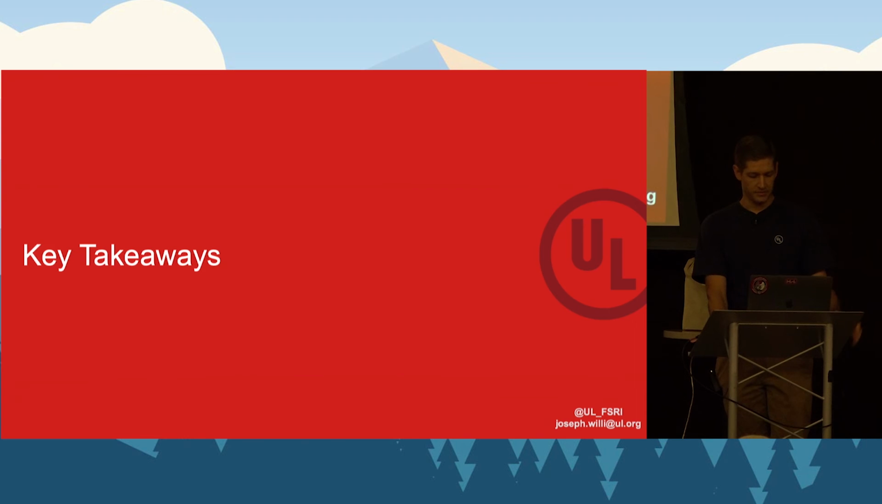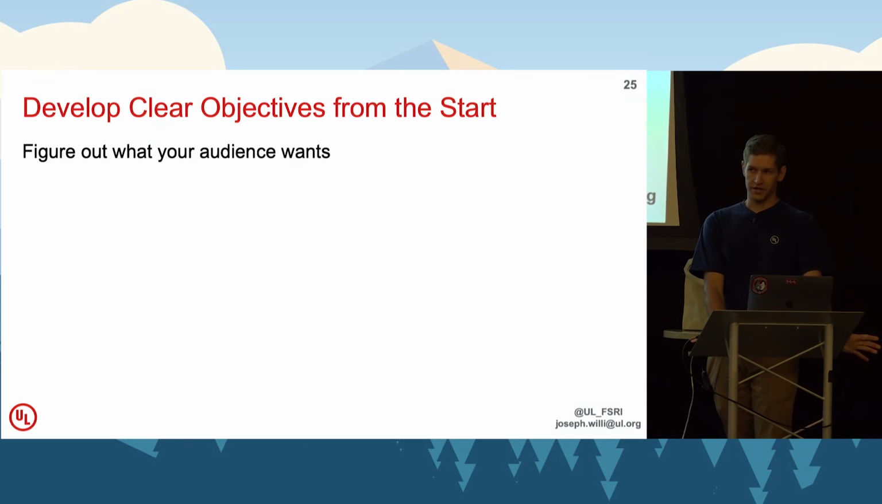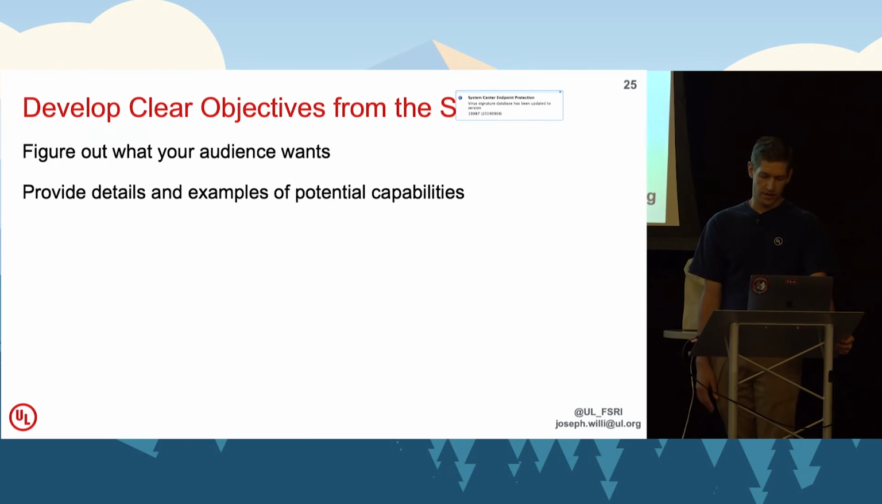Now I'd like to briefly go over some key takeaways that I've had from this project. So one thing I found that was very helpful is developing clear objectives from the start. You need to figure out what your audience wants. It's very important to remember that in a lot of cases, your audience doesn't know what they don't know. So if you can help them out by providing details of what the tool's capable of, that's a good way to get them to come up with ideas and see things that might give them ideas of things to implement.